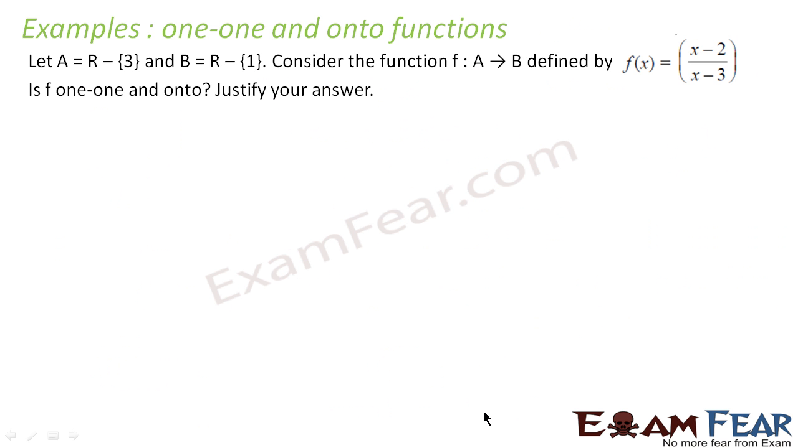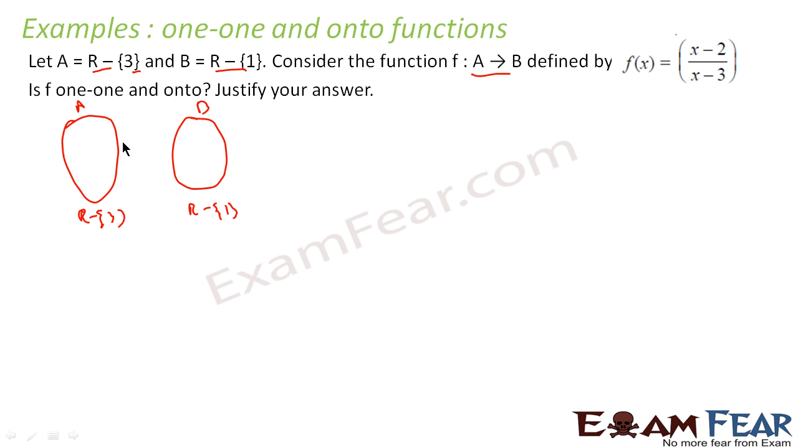Let's take one more. The question says let A be real numbers minus 3 and B be real numbers minus 1 sets. We have a function from A to B. This is A, this is B, and A is all real numbers minus 3 and B is all real numbers minus 1. It is defined by f of x equals x minus 2 by x minus 3. We have to prove it is one-one and onto.